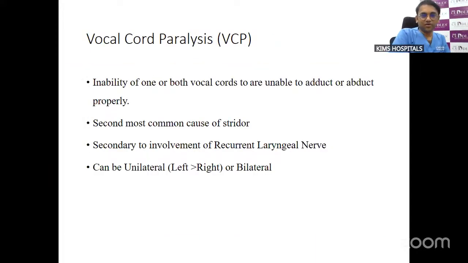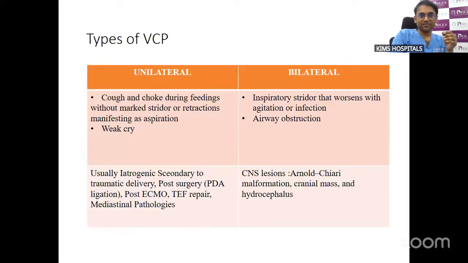The next most common cause of this laryngeal abnormality is vocal cord paralysis. So what do we mean by vocal cord paralysis? Vocal cord paralysis is the inability of one or both vocal cords to either abduct or adduct properly. This is the second most common cause of stridor. Usually it is secondary to recurrent laryngeal nerve involvement. It is usually unilateral, where the left side is more commonly affected than the right because of the long course of the left recurrent laryngeal nerve, and later it can be bilateral.